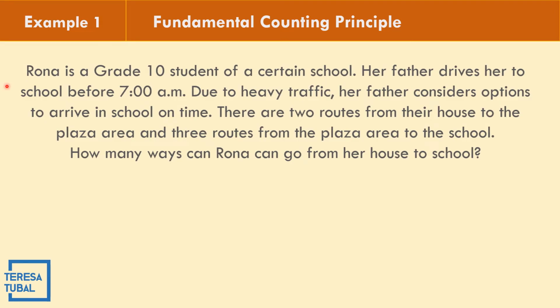In example number 1, Rona is a grade 10 student of a certain school. Her father drives her to school before 7 a.m. Due to heavy traffic, her father considers options to arrive in school on time. There are 2 routes from their house to the plaza area and 3 routes from the plaza area to the school. How many ways can Rona go from her house to school?